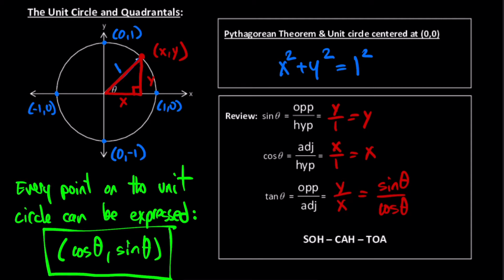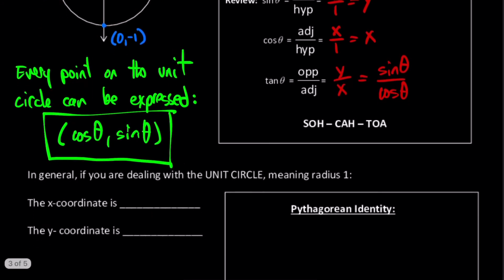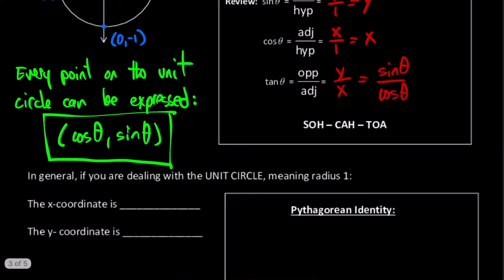That is super important because we are going to find cosine and sine and tangent of various angles around the unit circle using coordinates. All right, so we need to make that connection. Again, just to emphasize this, because it is so important, we're going to be using it all unit long. If you're dealing with the unit circle, meaning the radius is 1, the x-coordinate is cosine theta, the y-coordinate is sine theta. And again, remember, theta is just the angle.